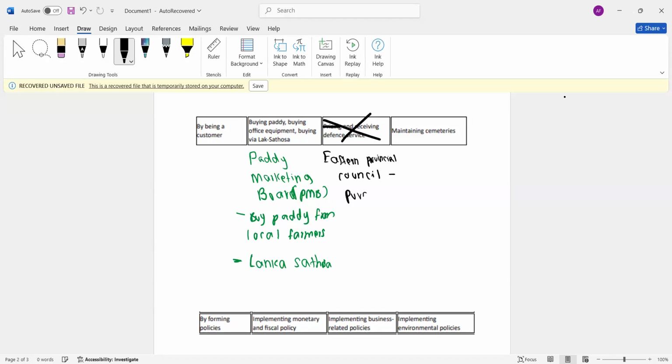You can write purchases local GNS, that means goods and services, for provincial projects. What are provincial projects? Example, educational materials for schools. You need to provide education materials for government schools. So those things the provincial council will purchase from businesses, right? Educational materials for schools. Okay, hope you all are writing.